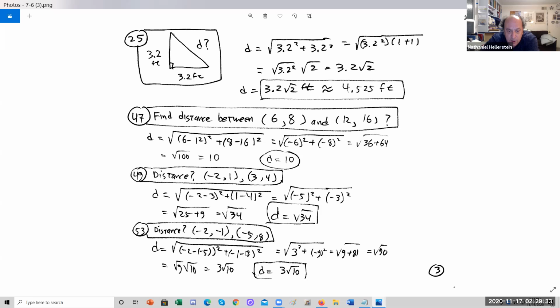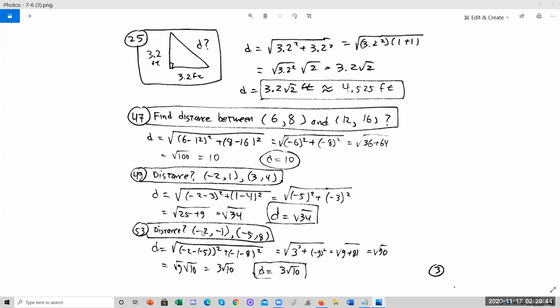Or how about the distance between negative 2 by negative 1 and negative 5 by 8. Okay, square root of sum of squares of differences. 2 minus negative 5 goes here. Negative 1 minus 8 goes here. Negative 2 minus negative 5 is a 3. Negative 1 minus 8 is a negative 9. 3 squared is 9. 9 squared is 81. Add them up. Square root of 90. Okay, we can pull out a square factor of 9. Root 9, root 10. That's 3 root 10. So the distance between these two points is 3 times the square root of 10.